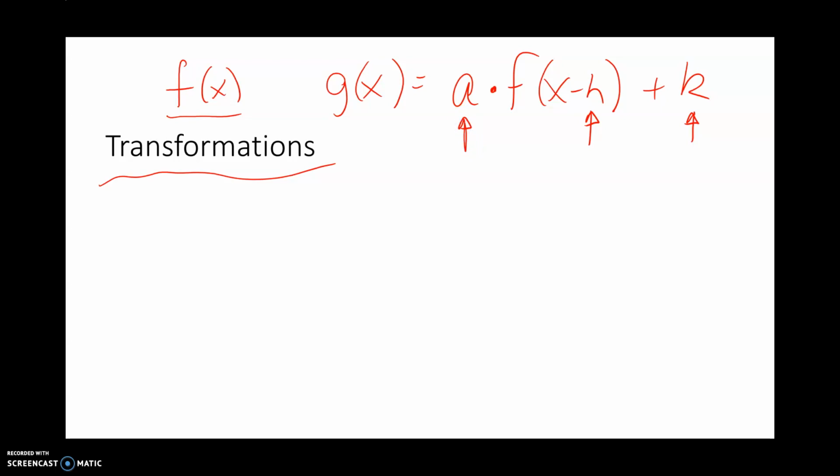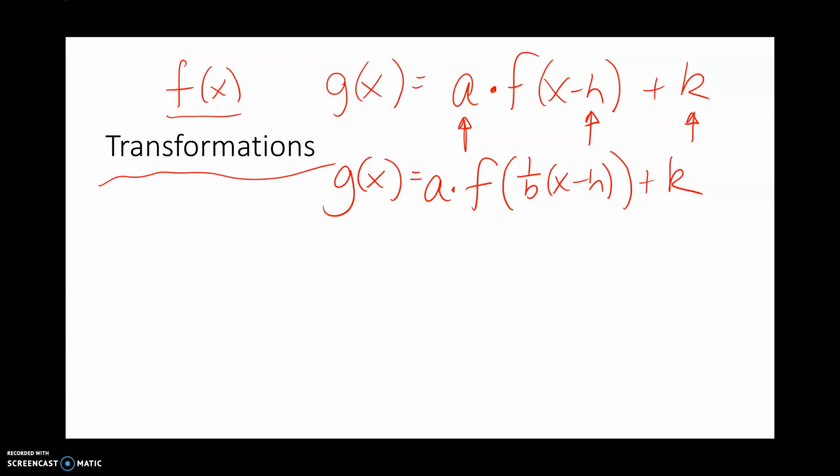We actually also took this function and we talked about the b, which we'll discuss in a second. And it was 1 over b times x minus h, plus k. So let's talk about what these meant, what transformations occurred. So a was a vertical stretch or shrink, right? Vertical stretch or shrink.